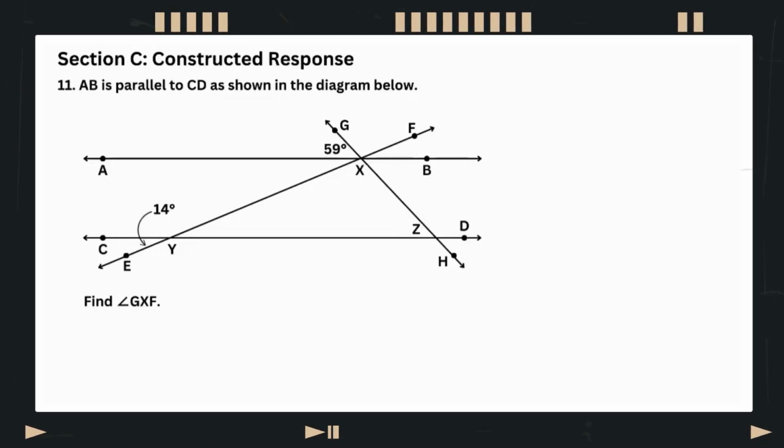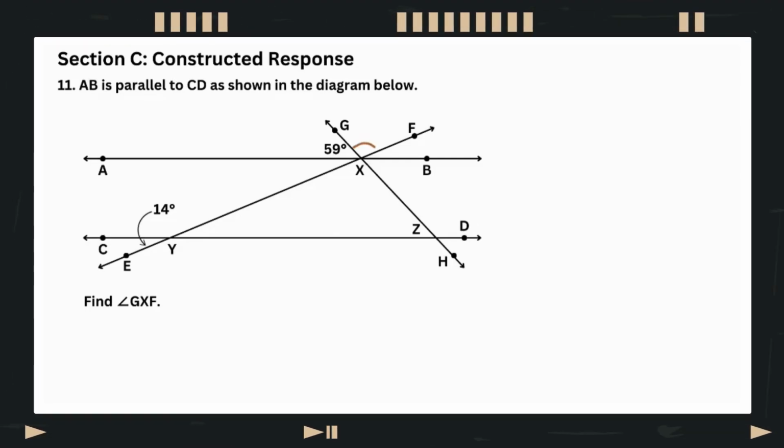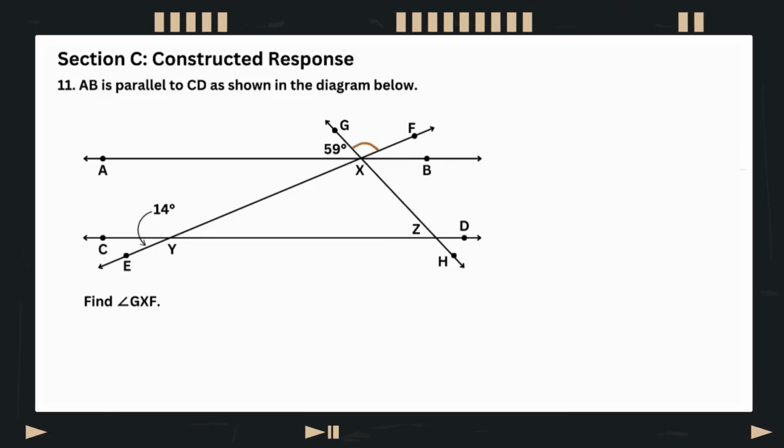Alright. So for question 11, AB is parallel to CD as shown in the diagram. Find angle GXF. So we're looking at this angle, GXF. Now before that, we need other information first so we can answer this properly. It says here that angle CEY is 14 degrees, hence XYZ is 14 degrees, because they are vertically opposite, so 14 degrees.